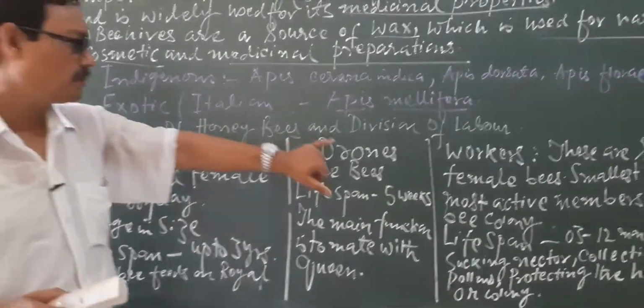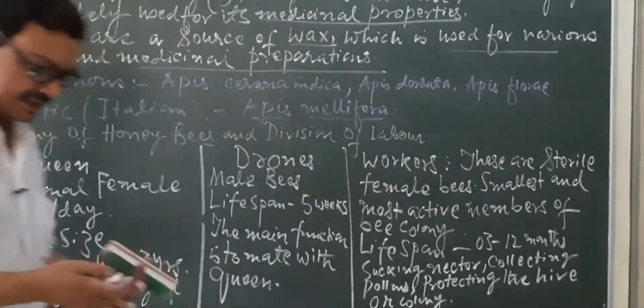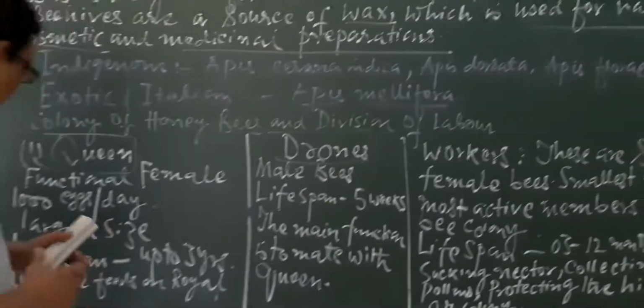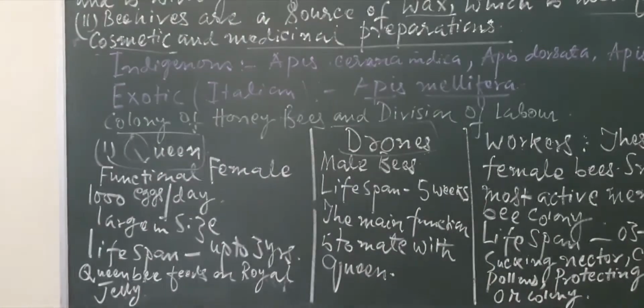Number 1, queen; number 2, drones; number 3, workers. What is the nature of the queen?